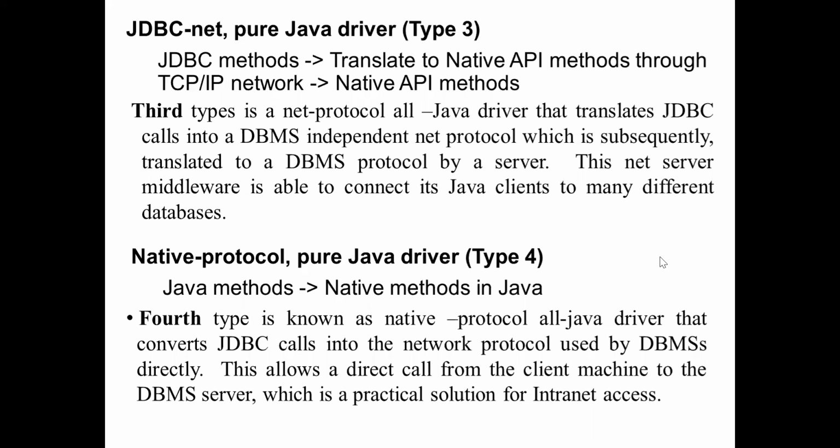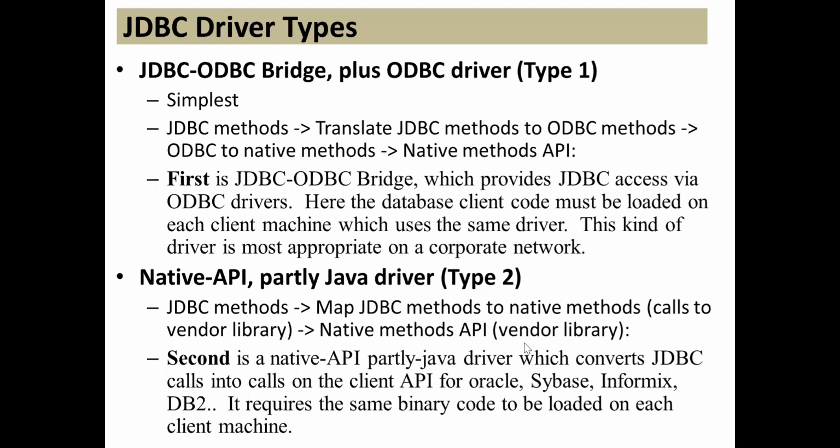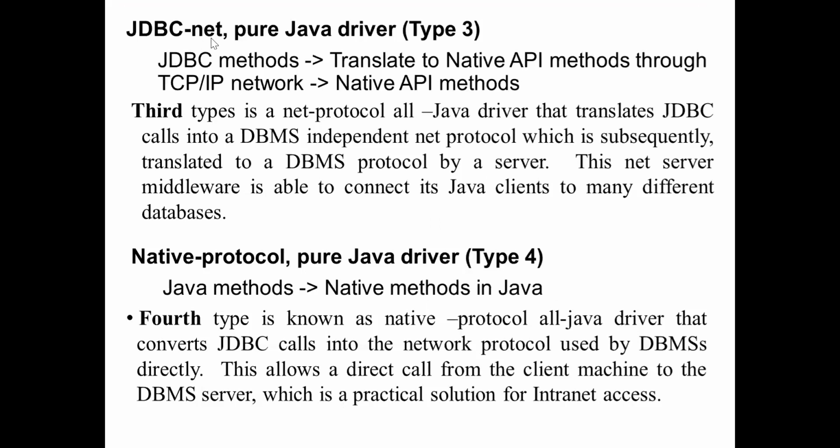So the native protocol Java driver first converts JDBC calls into the network protocol used by the DBMS directly. So these are the four important JDBC driver types. The first one is the JDBC-ODBC bridge. The second is the JDBC native API. The third is the JDBC network bridge. And the fourth is the direct Java driver, that is the native protocol.